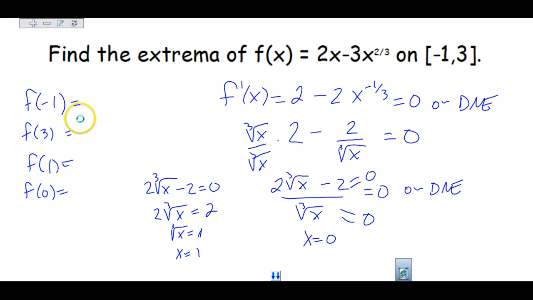So I plug all of these back into the original function. If you just want to take my word for it, where I get these values from: if you plugged in 0, you get 0. When you plug in 1, you get negative 1. When you plugged in negative 1, you get negative 5. And when you plugged in 3, you got negative 0.2403. Okay, so the highest value that we have this time is 0, so my absolute max is 0, and my absolute min is negative 5.